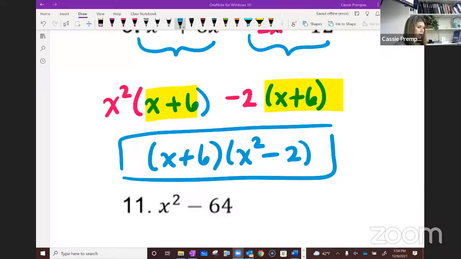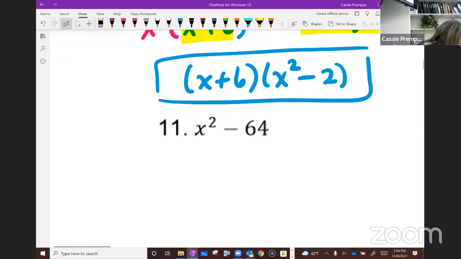The next one's very similar to it. So let's jump down to number 11. Number 11, x squared minus 64.